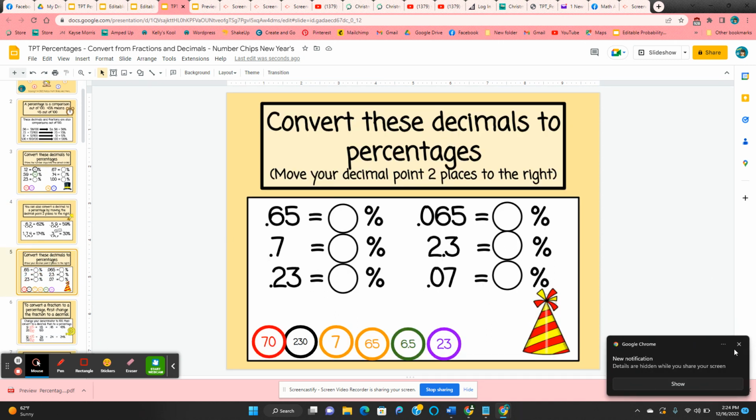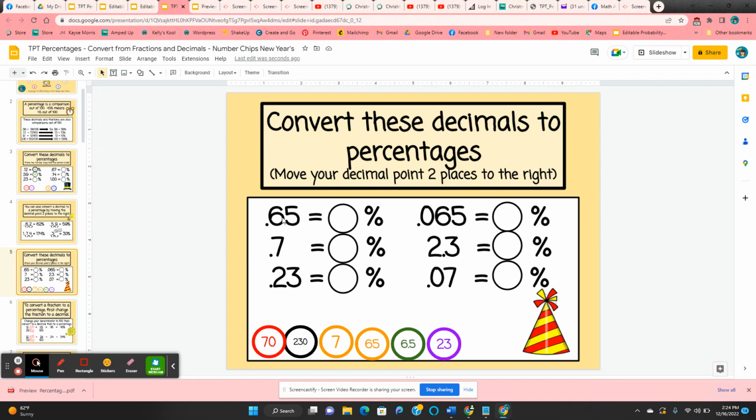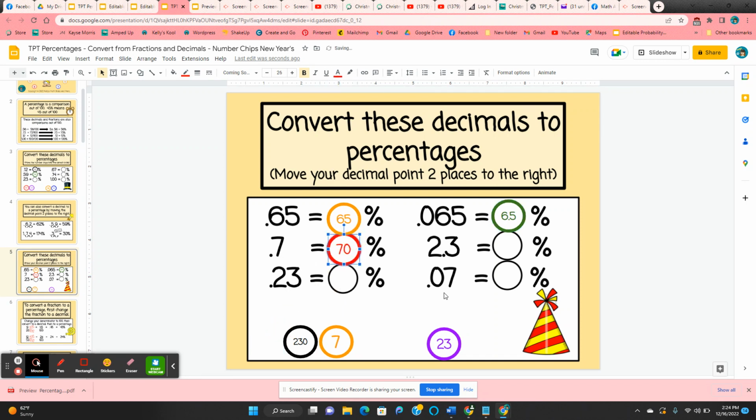So on the next one, they're going to be moving their number chips. Now on this one, they have to be careful and count correctly. So this one, 65%, where this one will be 6 and 5/10%. Now this one, if they move the decimal point 2 places to the right, it gives them a blank space. They're going to have to put a 0. So that would not be 7%, it would be 70%. And this one, 7%. So it gives them a little bit of practice, making sure they're counting correctly.